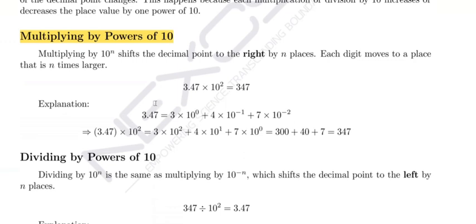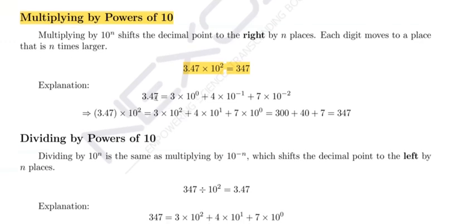Consider this example. 3.47 multiplied by 100 equals 347. Here's why. 3.47 equals 3 times 10 to the 0 power, plus 4 times 10 to the negative first power, plus 7 times 10 to the negative second power. Now multiply the whole thing by 100, which is 10 squared.